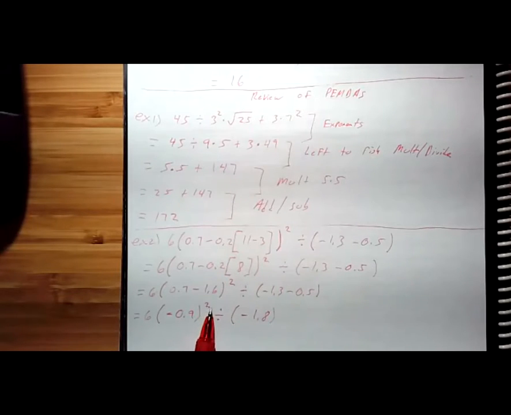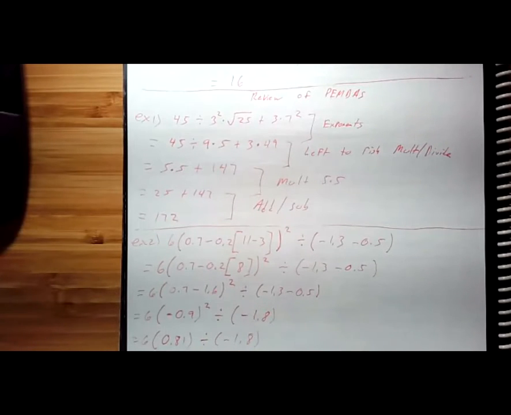Now you got to deal with the exponent. Negative 0.9 squared. What's that going to be? Wouldn't it be 8.1? 8 point. No, 0.81. It's close. Positive though, right? Divided by negative 1.8.